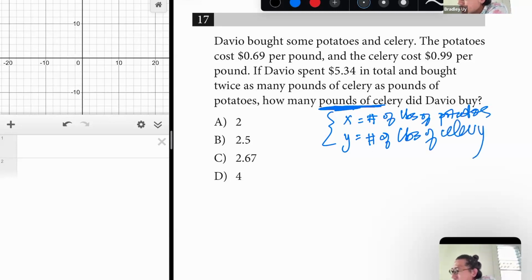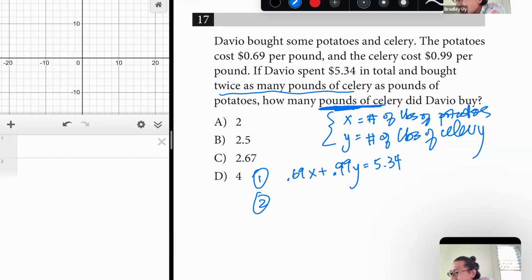Now, in terms of building the equation, potatoes cost 0.69 per pound, so 0.69x plus 0.99 times y, however many pounds of celery I end up purchasing, y, I need to multiply by 0.99 because that's the cost per pound, and I would have spent 5.34 in total. This is my total expenditure. This is equation 1. Equation 2 is a comparison right here.